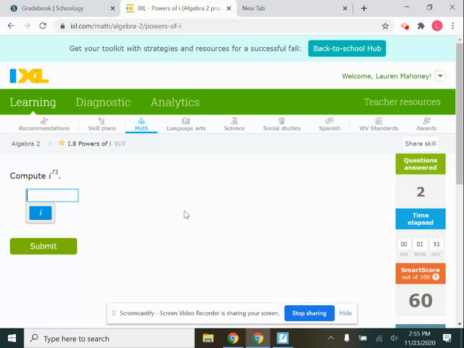So i to the 73rd power, this is an odd exponent, so I want to see how many times 4 divides into 73. If I divide that, 4 goes into 73 18 times, and you have a remainder of 1. So since there's a remainder of 1, that's going to be the same as i to the 1st power, which is just i. So even positive exponents are going to follow that pattern.